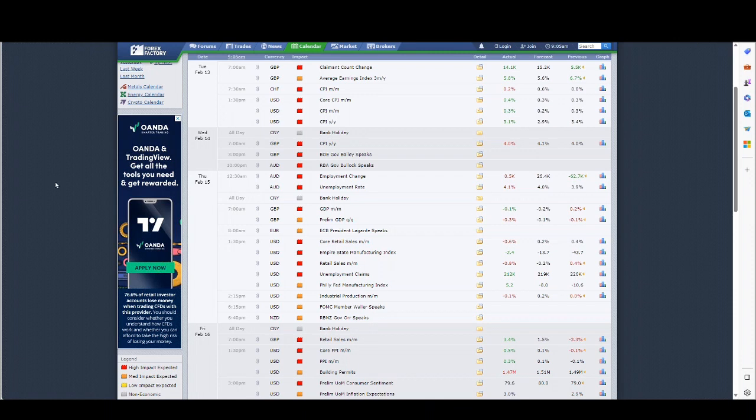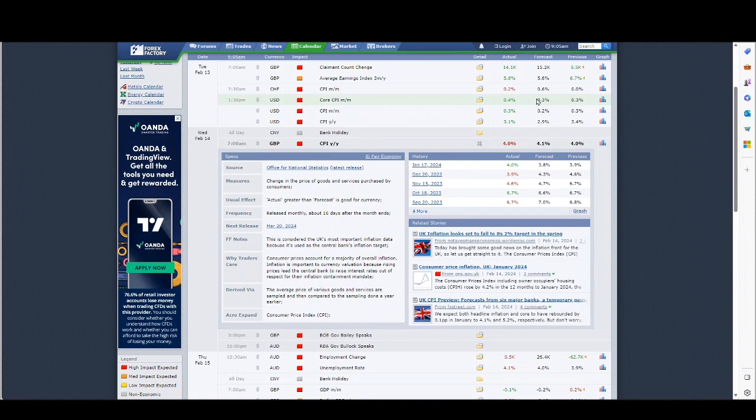Anyway, US inflation, as I said, disappointed last week. The headline inflation was up 0.3%. That's 3.1% year on year, and that's stronger than the plus 0.2% that was expected.